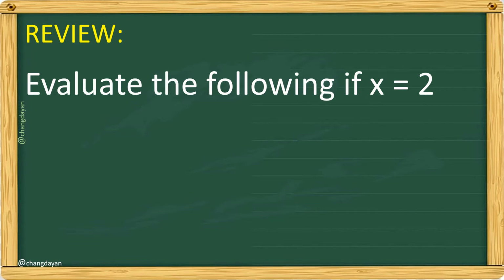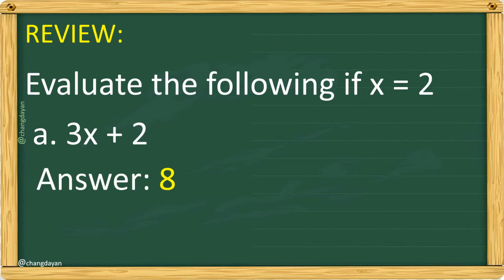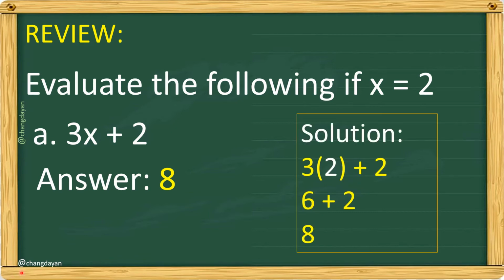Evaluate the following if x equals 2. Letter A, 3x plus 2. The correct answer is 8. And here is the solution. So as you see, we just substitute 2 to your x. So 3 times 2 is 6 plus 2, and we have here 8.